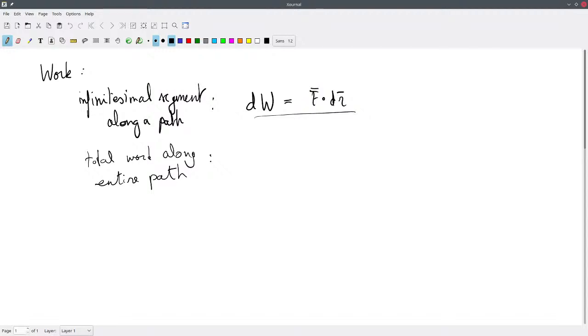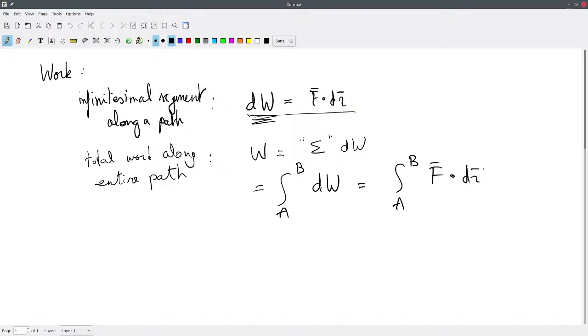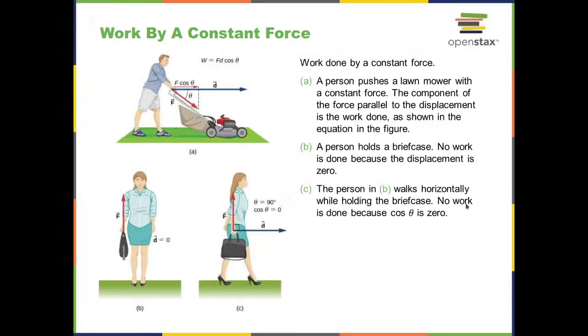In any case, the work, or this integral, is essentially the sum of all the little dWs. So the total amount of work is, in some sense, I'm going to put this in quotes, the sum over all the amounts of infinitesimal work. So that's going to be the integral from A to B of dW, and in other words, the integral from A to B of F dot dr. Okay, so you haven't seen integrals yet, but think of this as essentially a sum over infinitesimally small quantities. Let me see if I actually have a slide that demonstrates that.